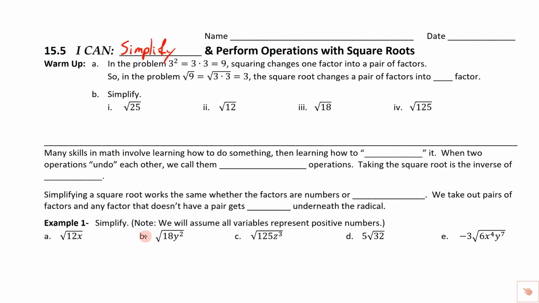All right, in 15.5, we're going to continue talking about simplifying. So the I can statement today is I can simplify and perform operations with square roots. So we used exponents last couple of times. Now we're going to be talking about square roots and radicals and stuff like that.